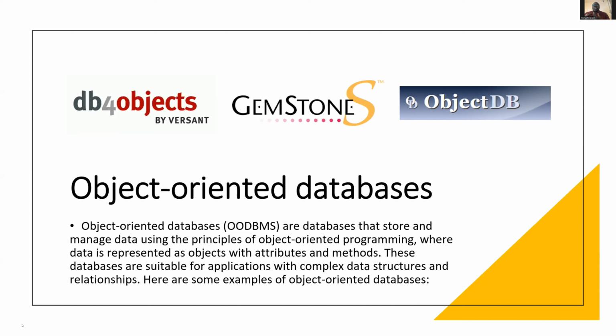These databases are suitable for applications with complex data structures and relationships. So beyond the data types we use for SQL and NoSQL, if you want to use other databases that can host complex data structures, using object-oriented programming to access the data, then you can use typical object-oriented databases. Examples are db4o by Versant, GemStone, and ObjectDB.